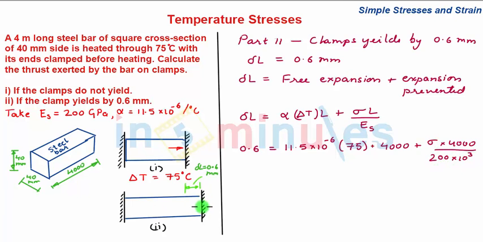This is the stress induced when the clamp yields or extends by delta L equal to 0.6 mm. Upon calculating, we get the value of sigma in the second case as minus 142.5 Newton per mm square. Of course, it is again compressive. In the first case, the stress induced was minus 172.5 Newton per mm square. In the second case, as your clamps have yielded a little bit, the steel bar has been relieved and the resulting stress induced in the steel bar is lesser than the stress induced in the first case. So with this, our problem is solved.